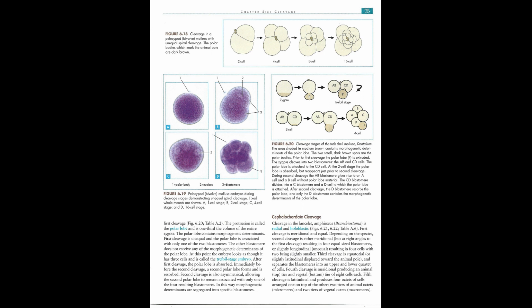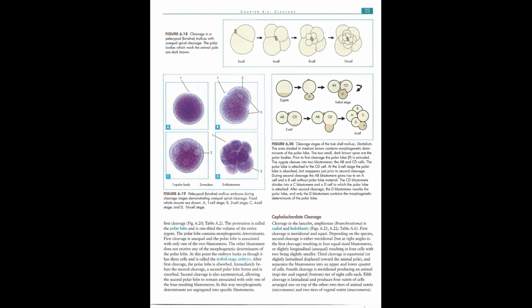First cleavage is unequal and the polar lobe is associated with only one of the 2 blastomeres. The other blastomere does not receive any of the morphogenetic determinants of the polar lobe. At this point the embryo looks as though it has 3 cells and is called the trefoil stage embryo. After first cleavage, the polar lobe is absorbed. Immediately before the second cleavage, a second polar lobe forms and is resorbed. Second cleavage is also asymmetrical, allowing the second polar lobe to remain associated with only one of the 4 resulting blastomeres. In this way morphogenetic determinants are segregated into specific blastomeres.